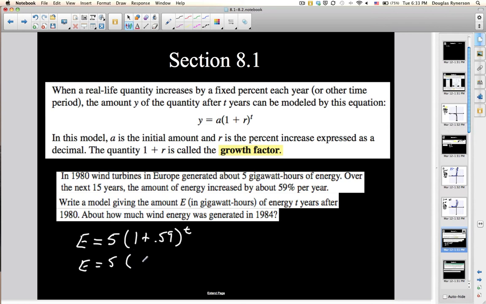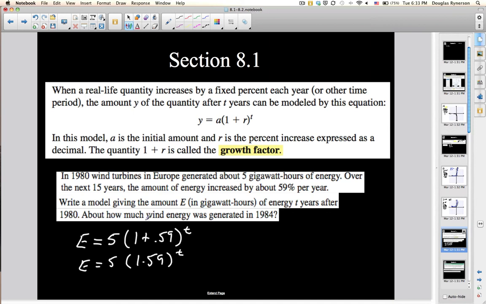Now what's also going to be important is that t is not just years, it's the number of years since 1980. So 1980 is the 0 year, right? Because if we put 0 in, 1.59 to the 0 power times 5 will equal 5, and 5 was the energy hours in that particular time.